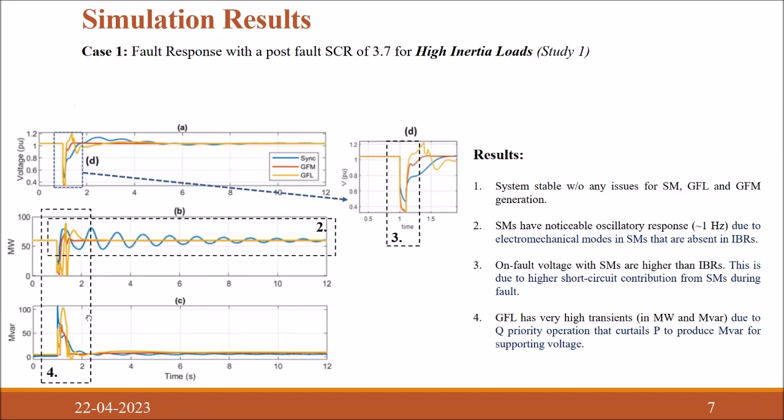The fourth result is that for GFL, in both the active and reactive power, there are high transients in the system. This is because the priority change condition which we are using is actually making the controller work aggressively during that small time, and because of which there are power oscillations.